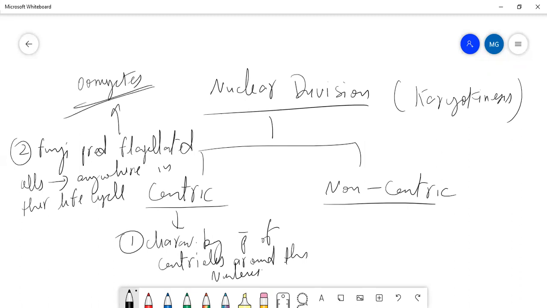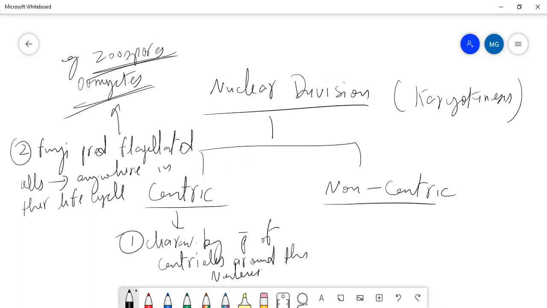Members of oomycota show flagellated cells. They have flagellated cells in their life cycle, for example zoospores. We call them zoospores, flagellated cells. Okay, so not all fungi will produce flagellated cells.